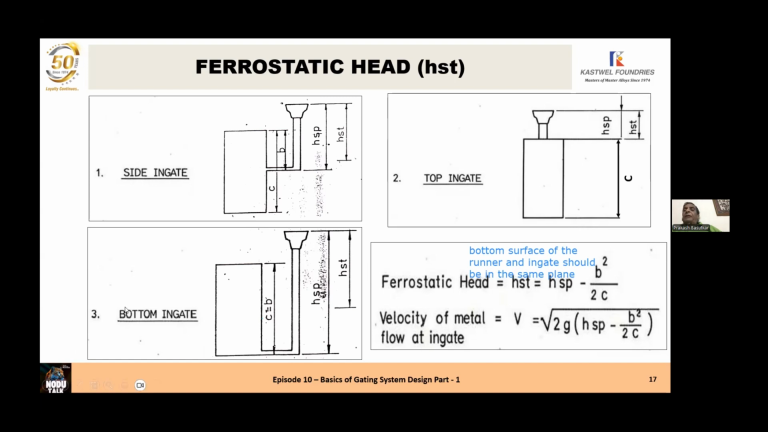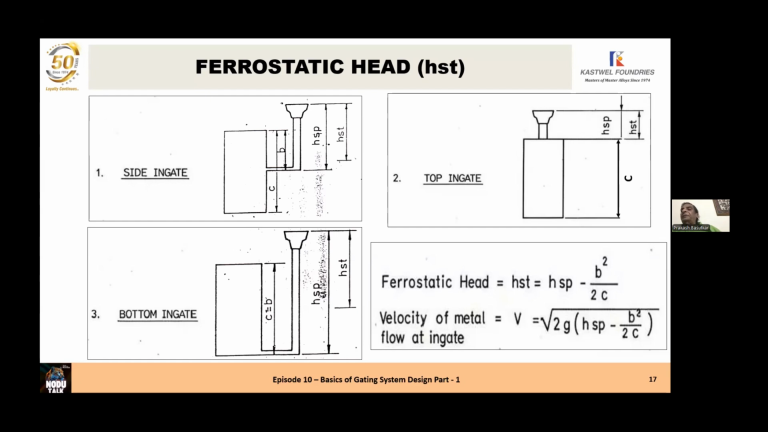Figure 1 is a side ingate. The whole casting is in the cope and the drag. There's a pouring cup, sprue. From the top of the pouring cup to the bottom of the runner, which we call the height of the sprue. The height of the sprue is the length of the sprue from the top of the pouring basin to the bottom of the runner bar. So that is the height of the sprue, HSP.